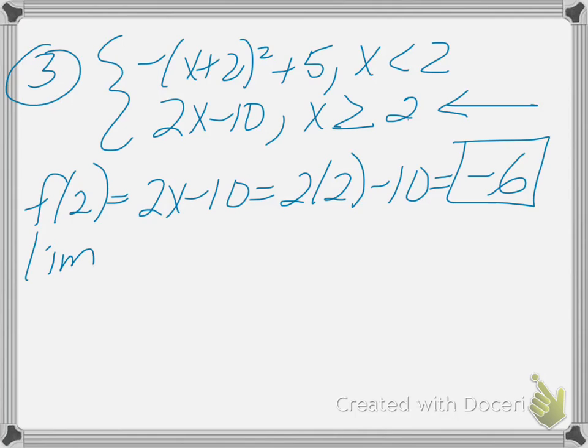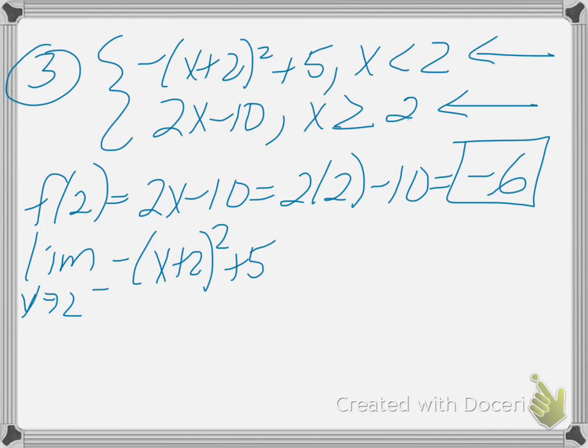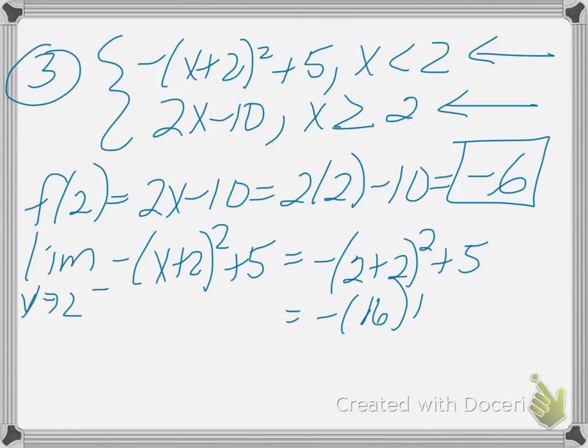Okay, then we're going to do the limit as x approaches 2 from the left side. So that means you're smaller than 2, so we're going to use the first one. Okay, so I'm just going to put 2 in wherever I see an x. 2 plus 2 is 4. 4 squared is 16. And a negative 16 plus 5 is a negative 11. So you can see that there's no way this is ever going to be continuous.